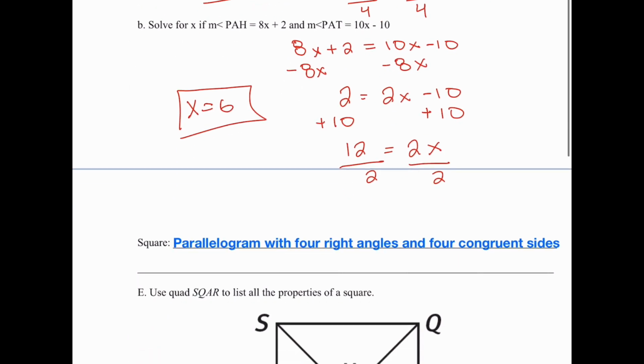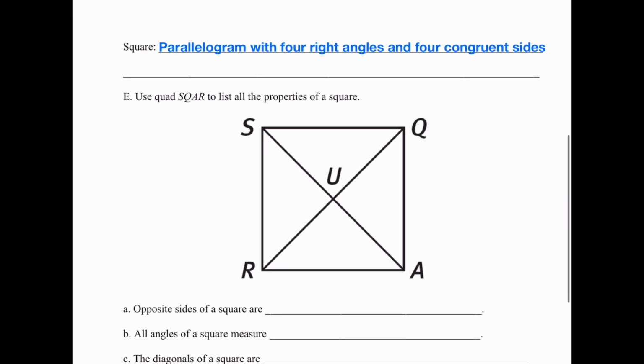For our last special parallelogram, we have a square. A square is a mix between a rhombus and a rectangle because a square is a parallelogram with 4 right angles and 4 congruent sides. So I'm going to mark all of the sides as congruent. I'm also going to put in my right angles. Since this is a parallelogram, I also know that the opposite sides are parallel.